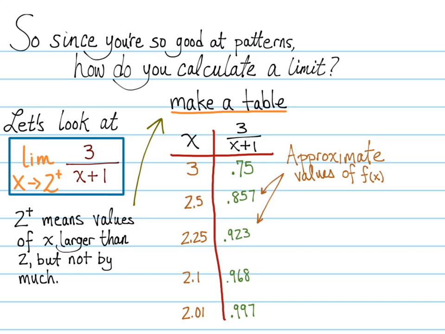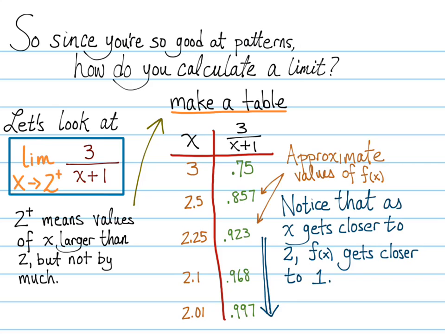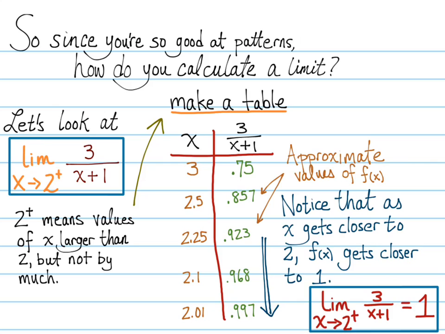So you can see on the left-hand side I put 3, 2.5, 2 1/4, 2.1, 2.01, and so on. And if we plug those values of x into 3 over x plus 1, the y values that we would get, right, for the function y equals 3 over x plus 1 are 0.75, 0.857, 0.923, 0.968, and 0.997. And just like before, we can ask ourselves, is there a good pattern for this? And there is. These numbers are getting closer and closer to 1. And so what we write is that the limit as x approaches 2 on the right of 3 over x plus 1 is 1.